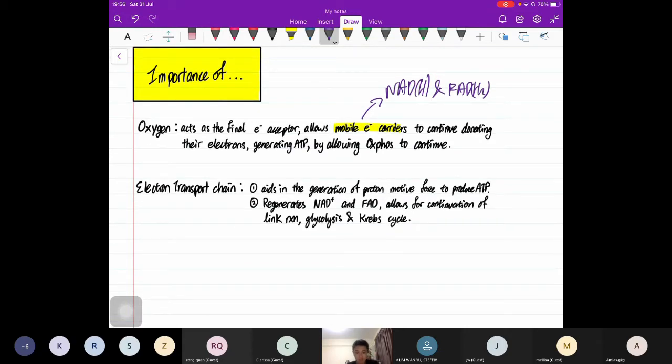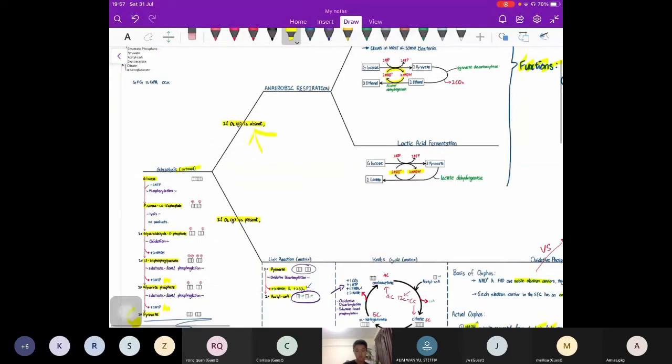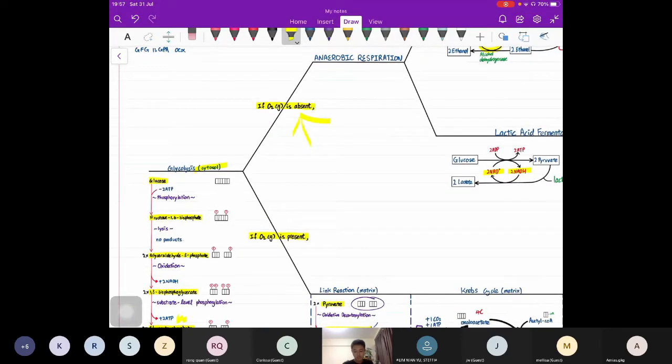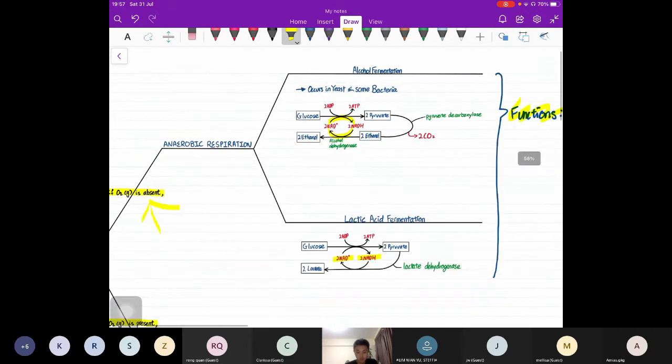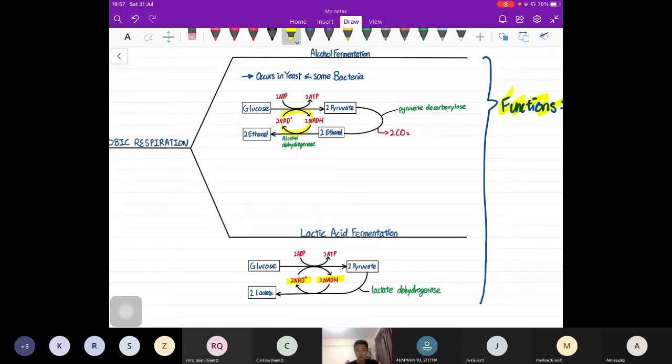So if NAD+ and FAD is not regenerated, that's usually because O2 is not present. Because O2 is not present, OXPHOS cannot occur. If OXPHOS cannot occur, NAD+, FAD cannot be regenerated. Therefore, link, glycolysis, Krebs cannot occur. That's why we go the other route, right? Because remember, there are 2 routes to respiration. After glycolysis, there is your anaerobic respiration, okay? And depending on which organism it is, we'll talk about two different things. Two different types of anaerobic respiration.